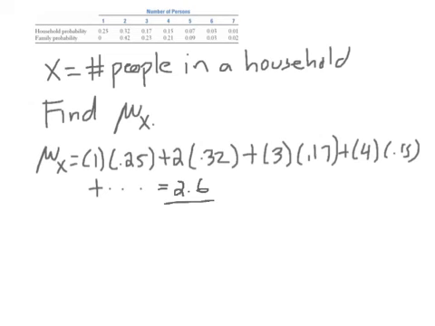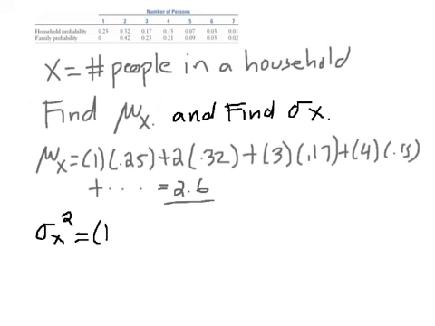Now you might say, well, now let's do the second part of this. Let's find sigma of x. Okay, this is much harder. So it turns out the formula for sigma of x, the standard deviation, doesn't directly involve it. Again, it involves the variance. So we're going to find the variance first and then square root to find the standard deviation.